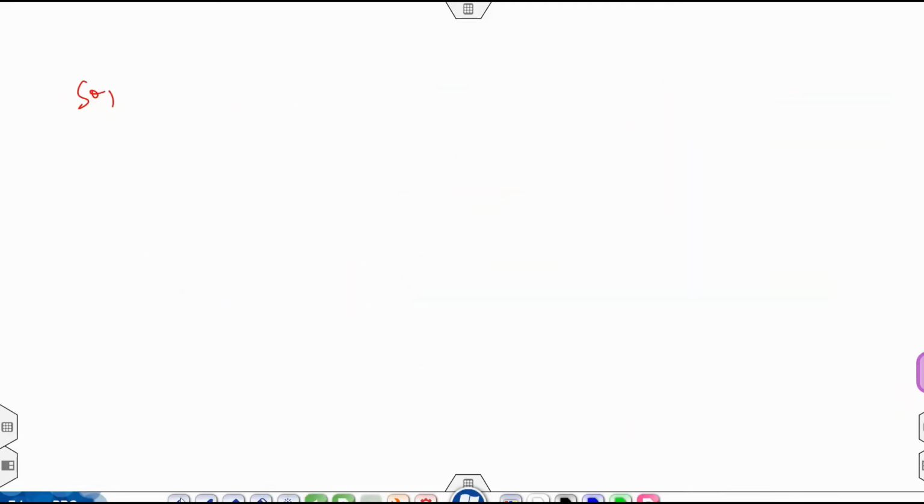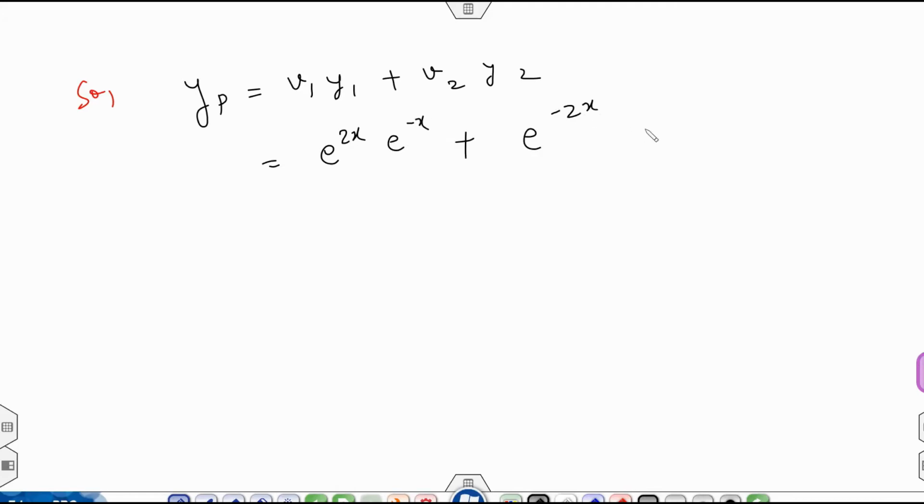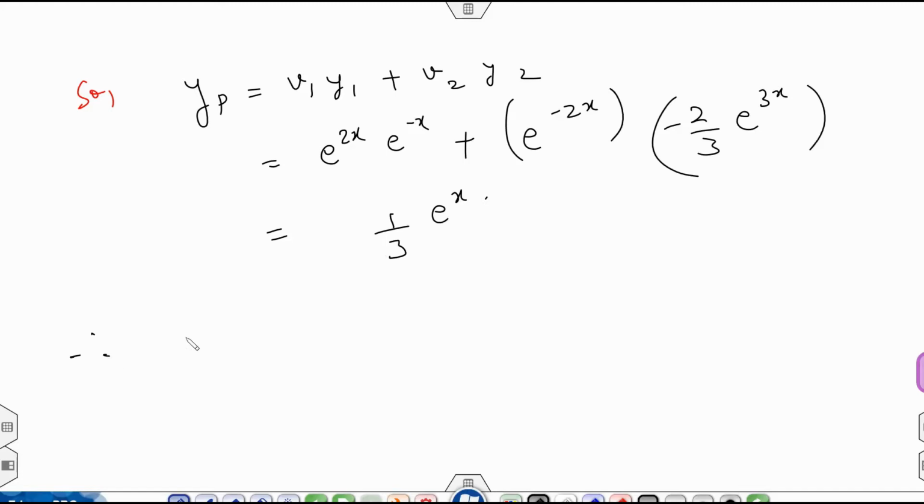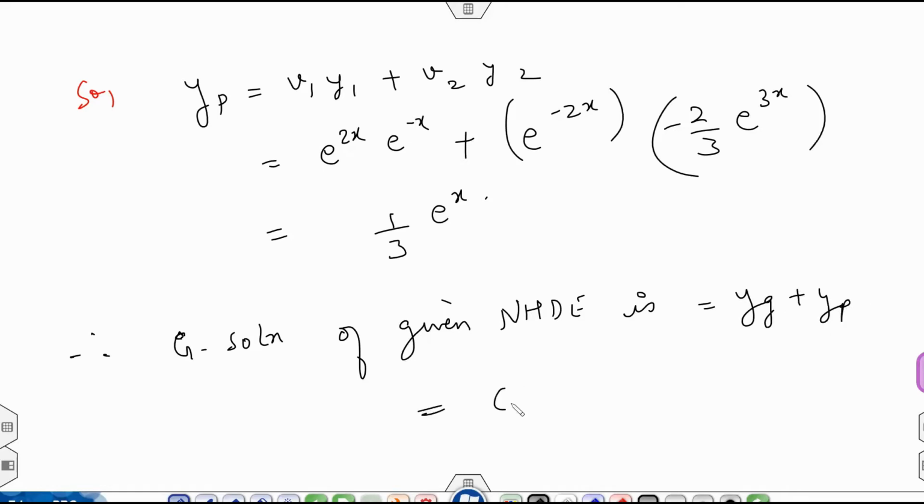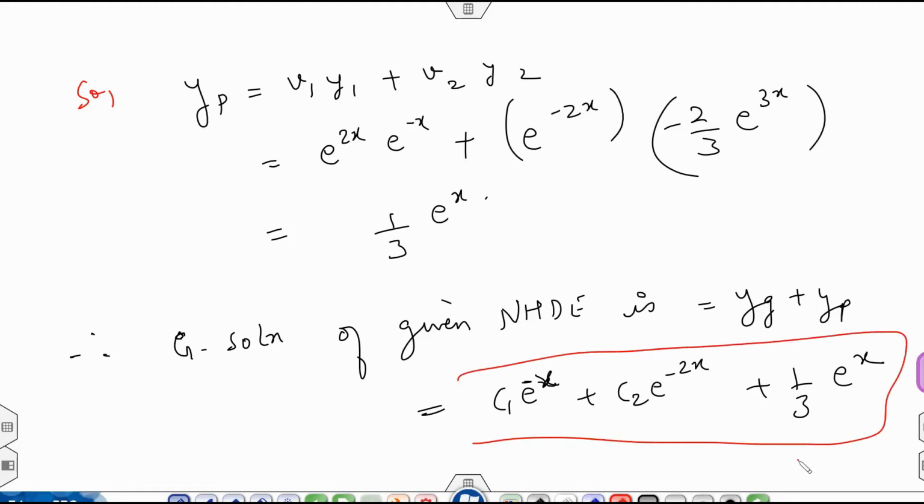So my yp is equal to v1 y1 plus v2 y2, which is equal to e to the power 2x into e to the power minus x, plus e to the power minus 2x into minus 2 by 3 e to the power 3x. So this is half e to the power x, and therefore the general solution of the given non-homogeneous differential equation is yg plus yp, that is c1 e to the power minus x plus c2 e to the power minus 2x plus 1 by 3 e to the power x. So this will be the solution of our required question.